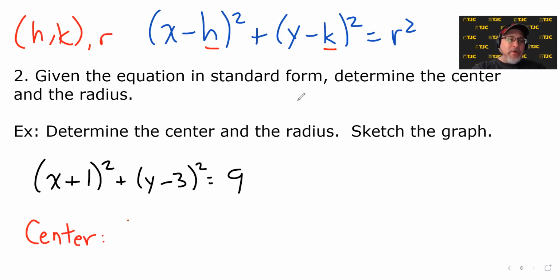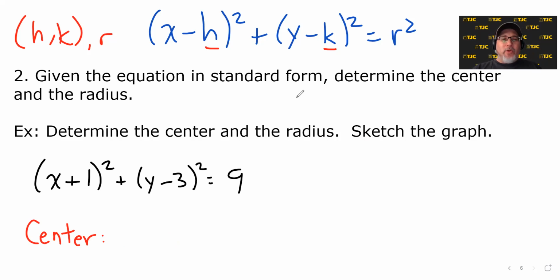Now, most people will incorrectly say the following: the center is (1, −3). Congratulations, you found the wrong center. The reason they say that is because +1 and −3 are the numbers that they see. But the center isn't the numbers that you see. The center is the numbers being subtracted from the x and the y.